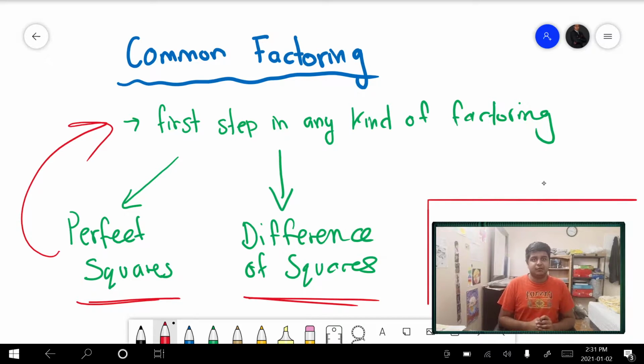So what is an example of common factoring, and how can we use common factoring to get us to a level where we can apply any of these two techniques? Well, let me show you an example.